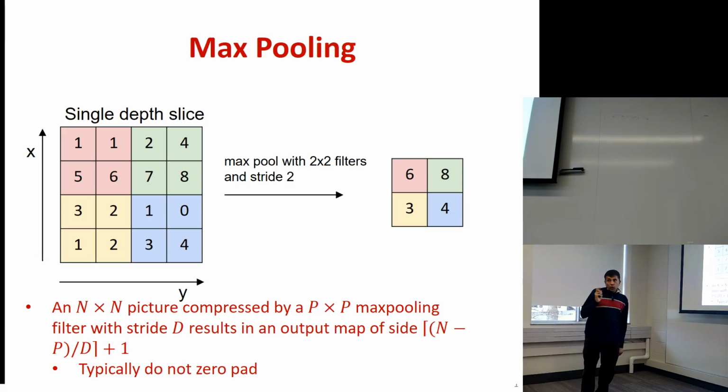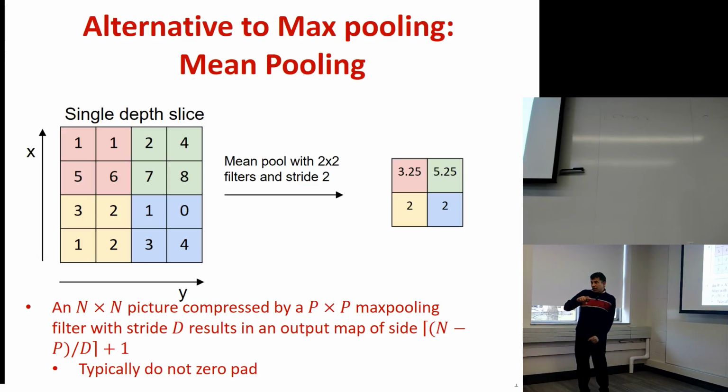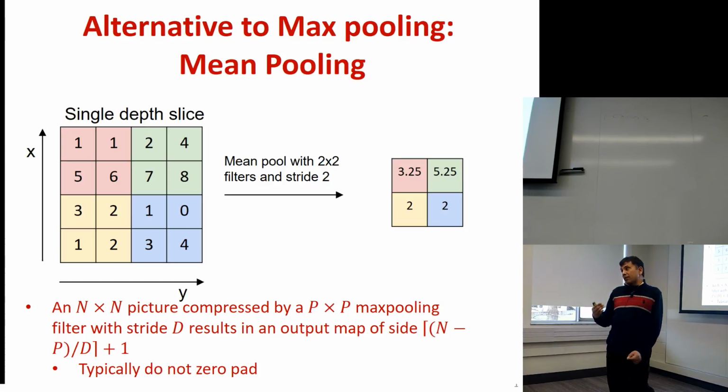Now, you don't need to perform max. You could be performing other kinds of operations. So instead of computing the max, if downsampling is the objective, then you could just be performing mean pooling, meaning instead of taking the maximum of all of those values, you could be just taking the mean. And the mean has a nice characteristic. The mean is a differentiable operation, the max is not.